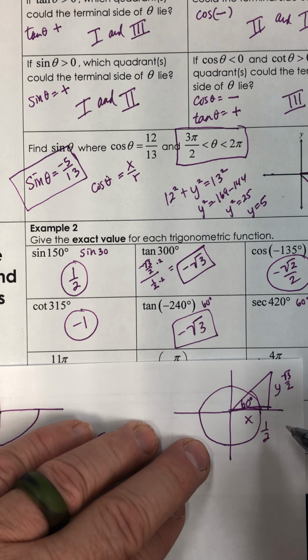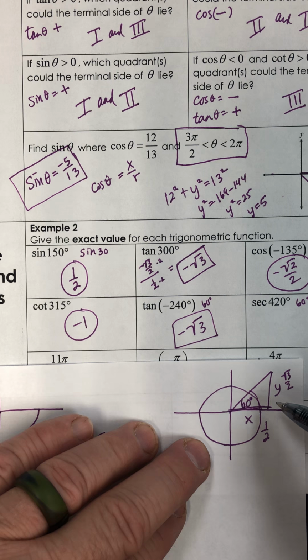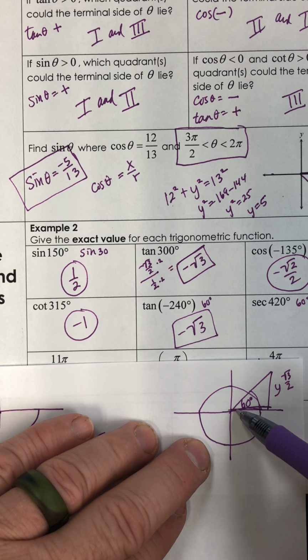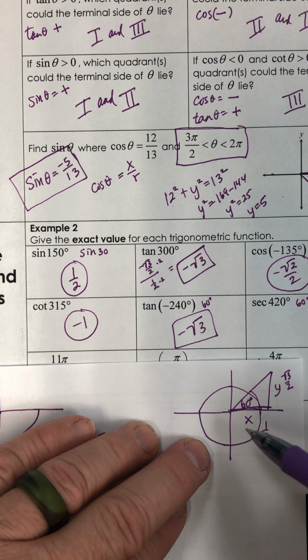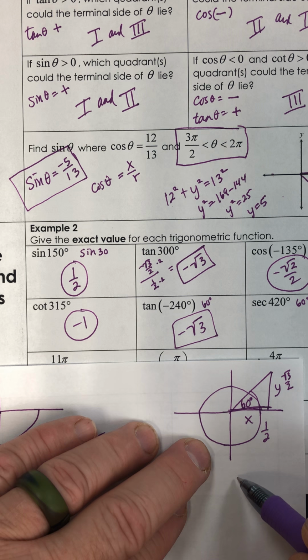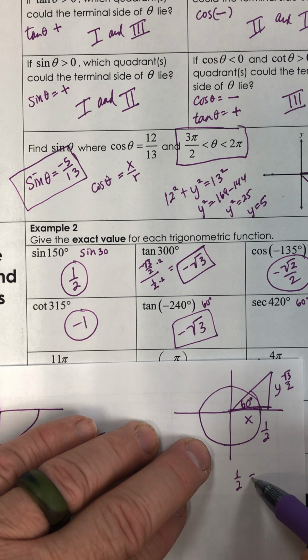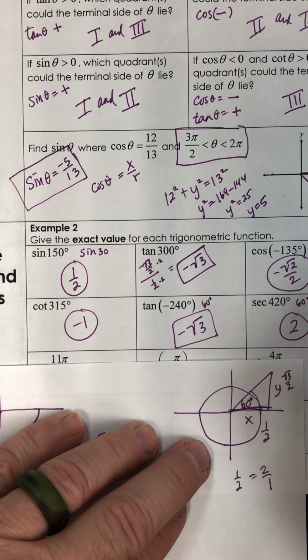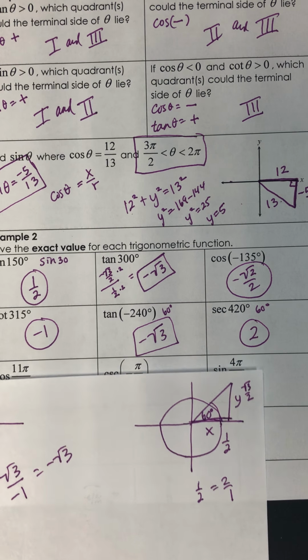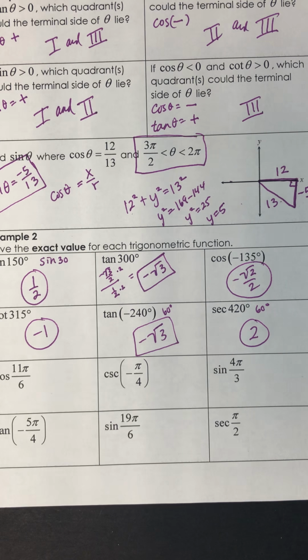So the secant, which is the cosine flipped. So let's do the cosine. Cosine is the x value, right? So that's 1 over 2. So we flip it, it would be 2 over 1. Oh, okay. So the secant would be 2. All right, let's keep moving.